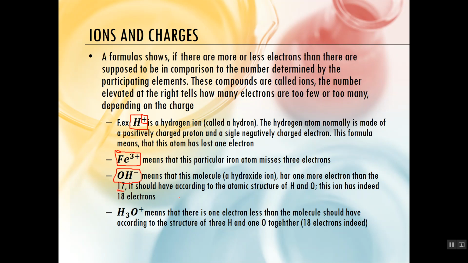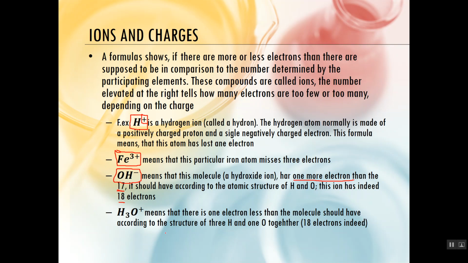So this molecule should, according to the atomic model, have 17 electrons. But in reality, it has 18 electrons. That means it has 1 more electron than the 17 it should have according to the atomic structure. And due to the fact that electrons are negatively charged, the molecule has a singular negative charge.